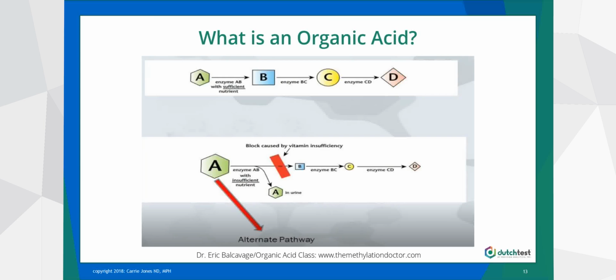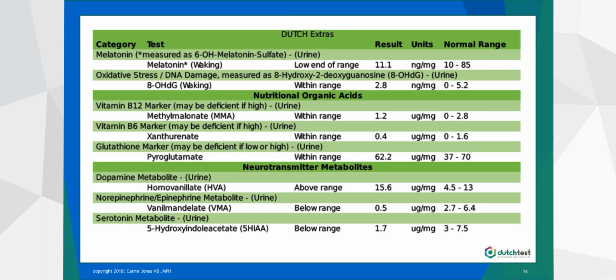So we keep this in mind. We keep in mind the alternative pathways, which I'll talk about, and we'll keep in mind trying to get to B, but it becomes the organic acid in the urine. So that's the definition of that.